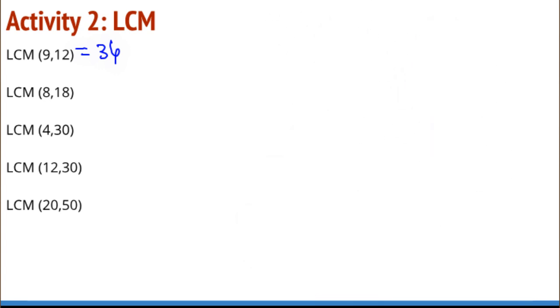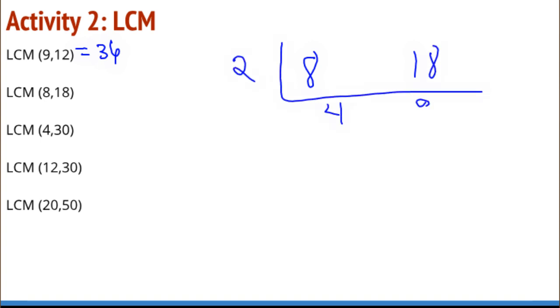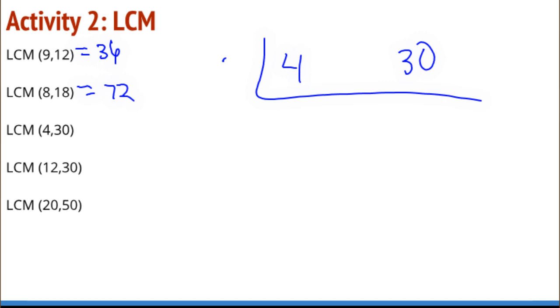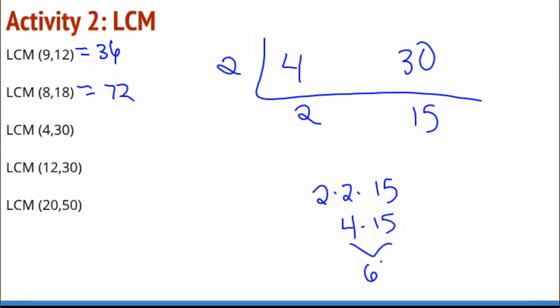All right, 8 and 18. Well, I am pretty sure I can divide both of those by 2. And 4 and 9 don't have any other common factors. So I've got 2 times 4 times 9, 8 times 9, which is 72. All right, 4 and 30. 2 times 2 times 15, 4 times 15, which is 60.